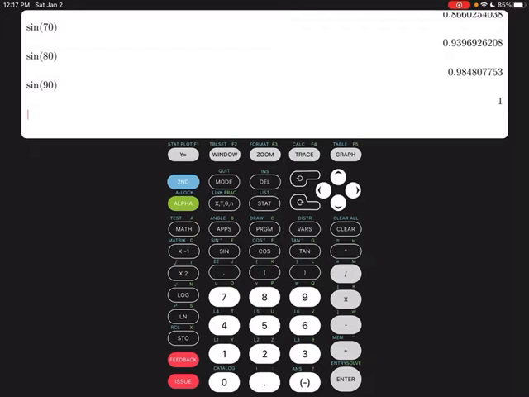Then we're going to do all of these for cosine also, and write them down. So cosine of 0 is 1. The cosine of 10 is 0.9848. Now remember what we learned. The cosine of 10 is the same thing as the sine of 80, 0.9848. And the cosine of 20 is going to be the sine of 70. The cosine of 30 is going to be the sine of 60.